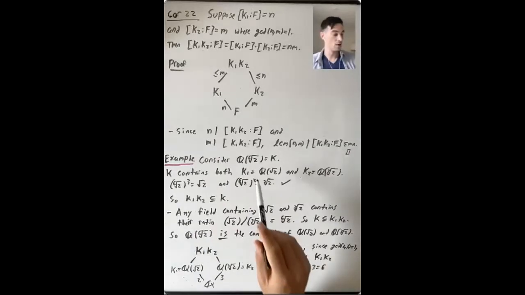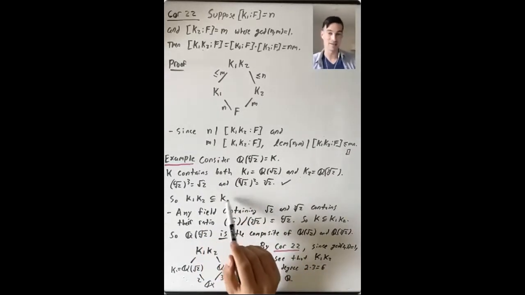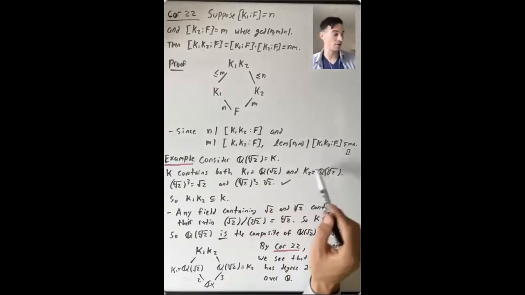So what does that mean? Whatever the composite of K1, K2 is, it's contained in K. It's the smallest subfield of K containing both K1 and K2.